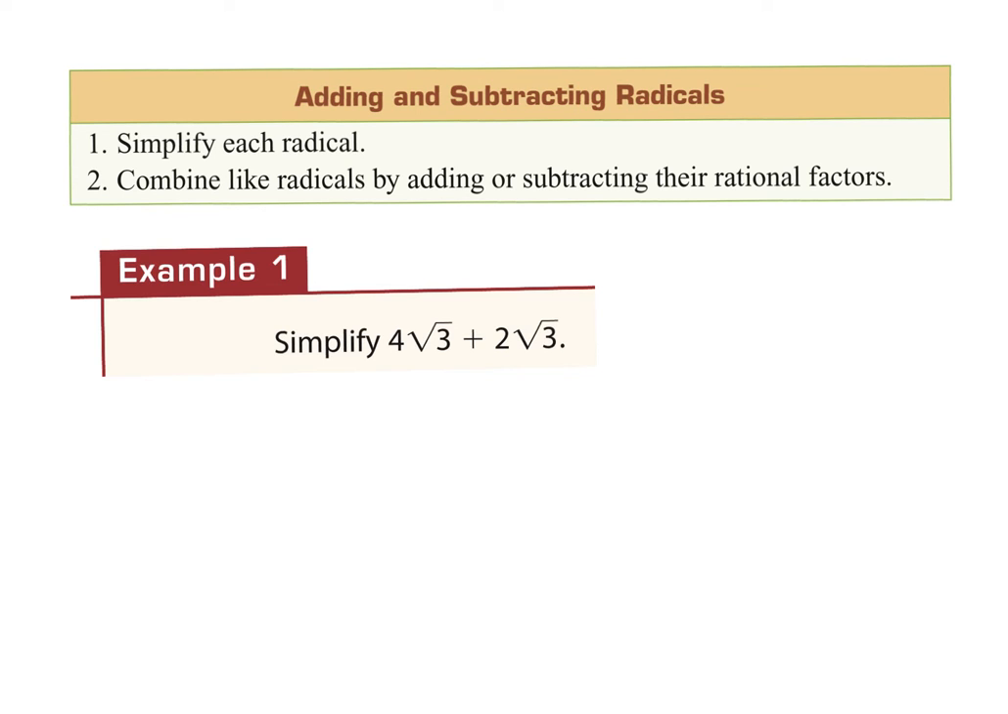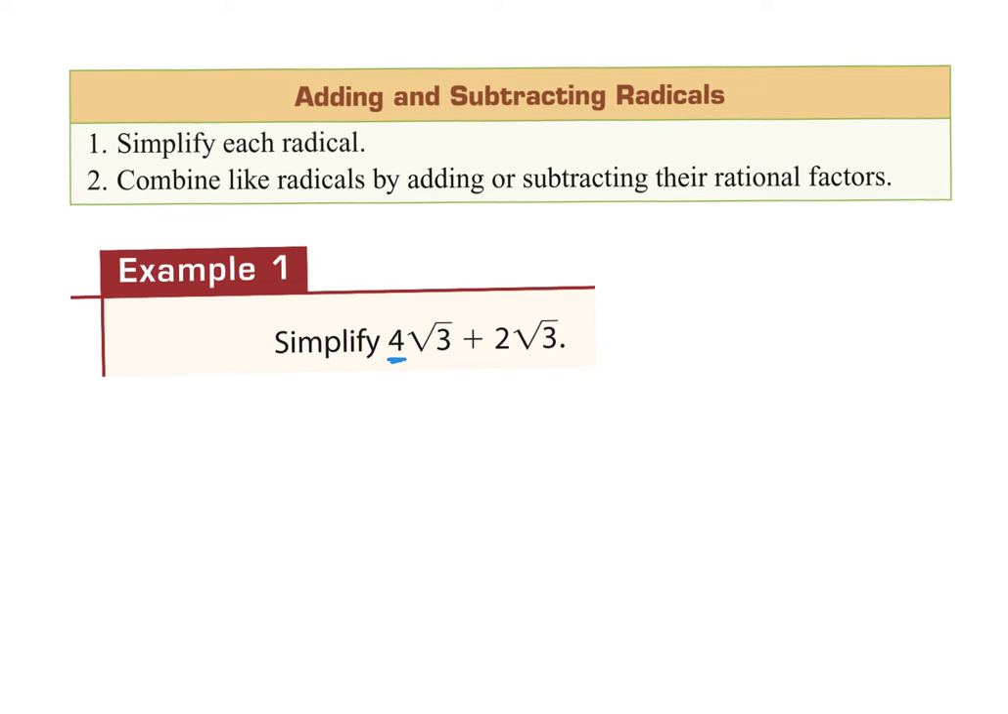If they are then alike, you can combine those coefficients, the numbers in front of them. So the first one's very simple. They are alike. We have the index of 2, right? These are both square roots, and my radicands are both 3's. So I have 4 square root of 3 plus 2 square root of 3.